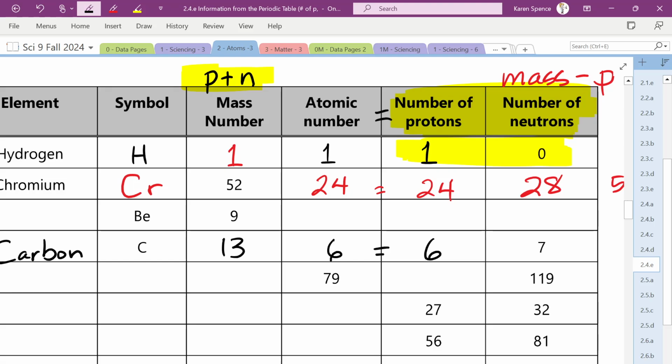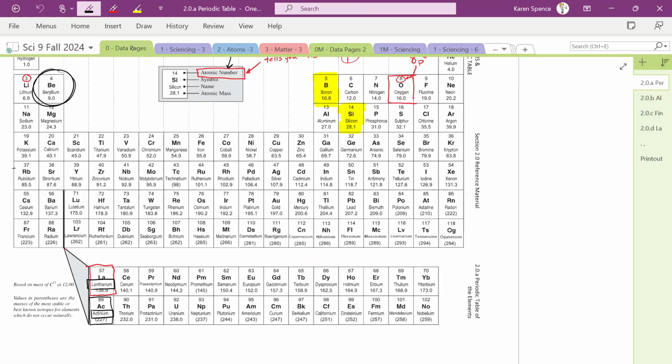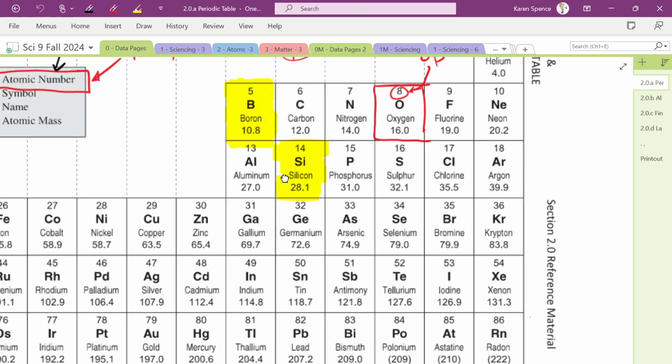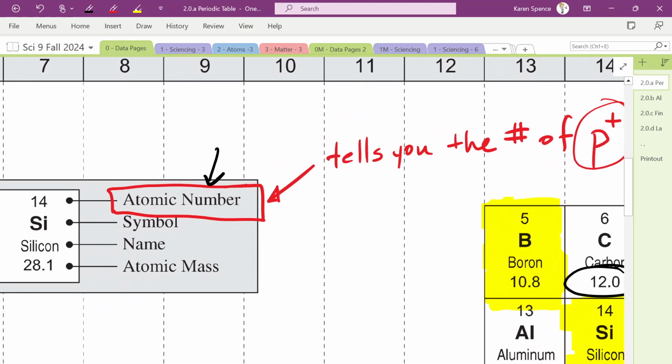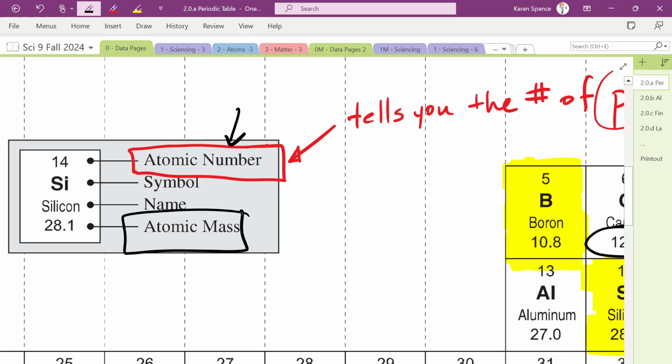And the reason this is causing people distress is because they are looking at carbon and they're saying, oh, hang on, but the mass is 12. Why is it 13? Tomorrow, we're going to be taking a look at what this number is. Remember what I said about atomic mass? It is useless to you in grade 9.